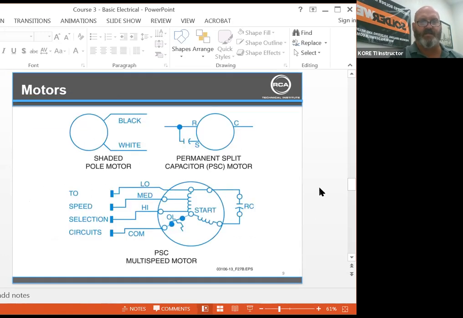Here we have, and honestly, I forgot a lot of this, shaded pole motor, a permanent split capacitor, PSC motor. I don't work with these much anymore. A PSC multi-speed motor. They're out there. I think they're more common out there. I just don't see them in my day-to-day anymore.